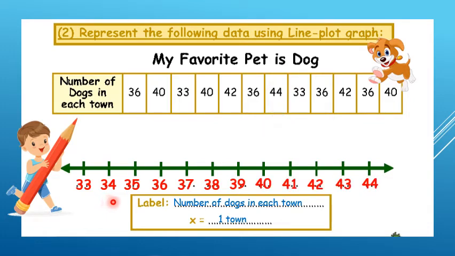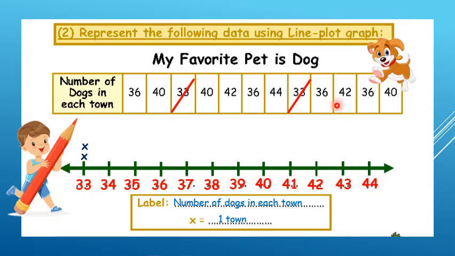Then we will use our data to plot this number line using X, which means one town, because each of these boxes is called one town. Now 33. Is there any town that has 33 dogs? Yes, we have 1 and 2. Then we cancel the first one and put X, cancel the second one and put X. Then we have 2 towns that have 33 dogs. Is there any town that has 34? Search carefully. No, we have none. And no town has 34 dogs. 35, is there 35? No, it will be empty too.